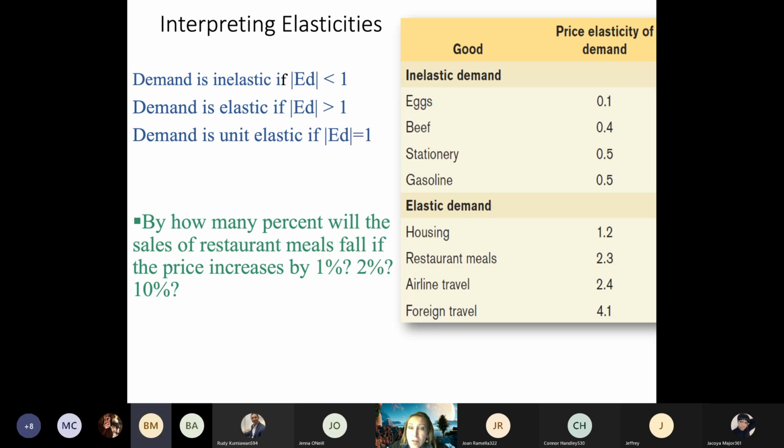Any questions? Okay, what about if the price of gasoline goes up by 10%, by how many percent will sales decrease? You can say it.